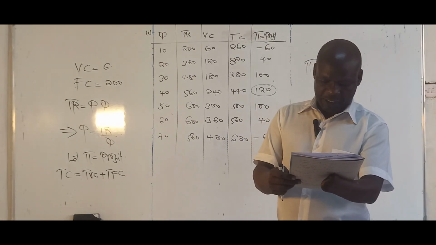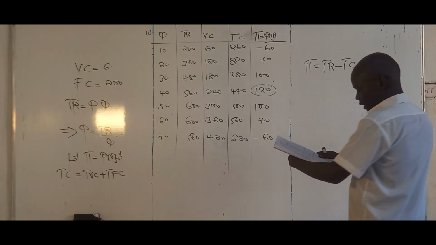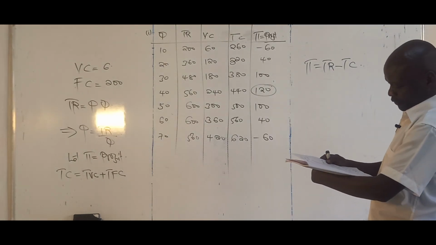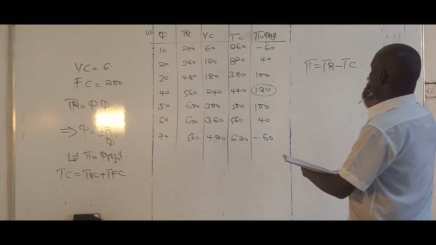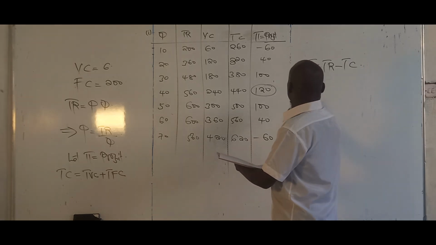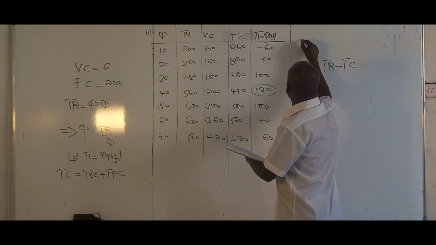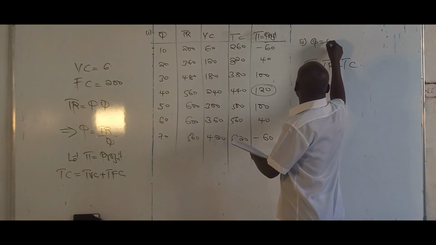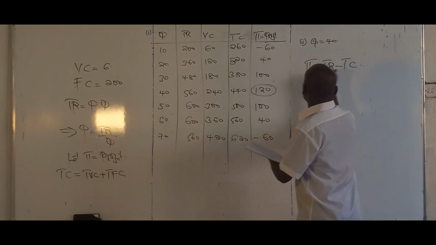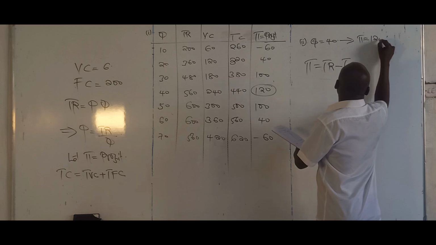Now, calculate the profit maximizing output of the farm. Roman 2 is asking us for the output. So the output answer to Roman 2 is Q is 40, which corresponds to a profit of 120.